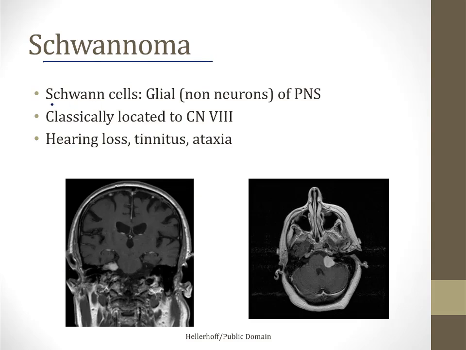This is a malignancy of Schwann cells, which are glial cells of the peripheral nervous system. They are not neurons. Classically, the tumor is located to cranial nerve 8, and that's why it's called an acoustic neuroma, because the presenting signs and symptoms are often hearing loss, tinnitus, and ataxia. These are all features related to cranial nerve 8. And then on imaging, you will see a tumor present in the central nervous system. This is an example of one on the left. You can also see one on the right side of the screen.